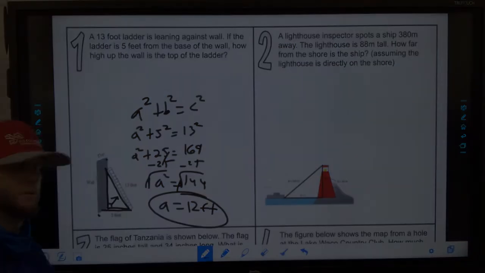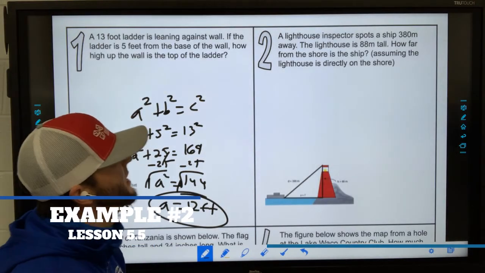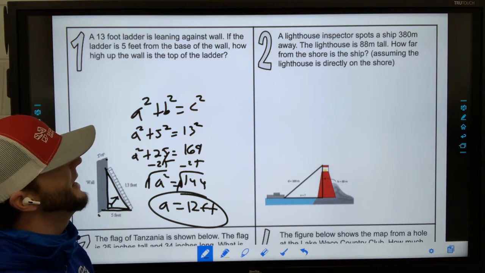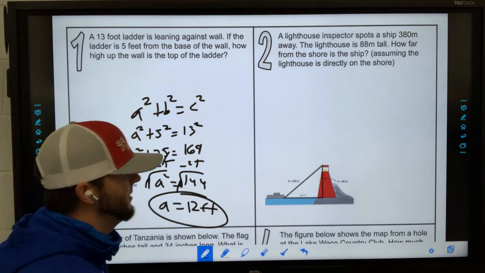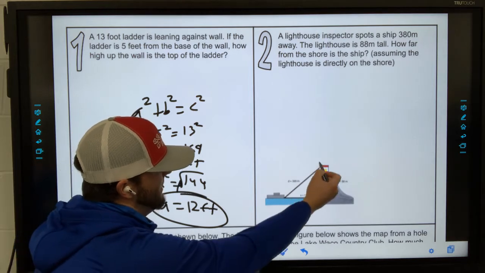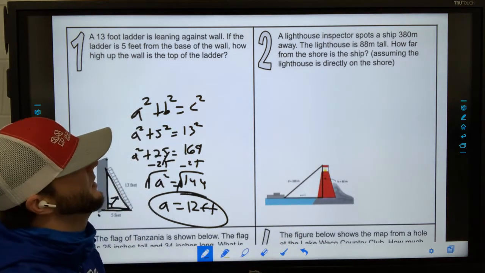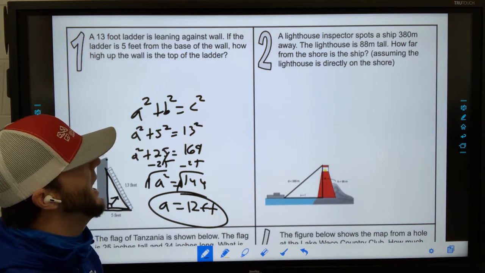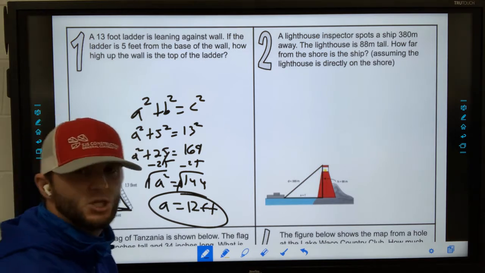Let's jump over to example number 2. On example number 2, it says, a lighthouse inspector spots a ship 380 meters away. So that means from the top of this, he spots it 380 meters away from where he's standing, okay? The lighthouse is 88 meters tall. How far from the shore is the ship?